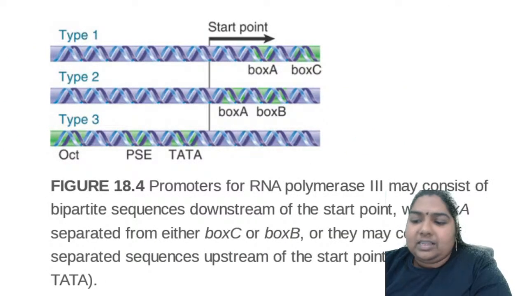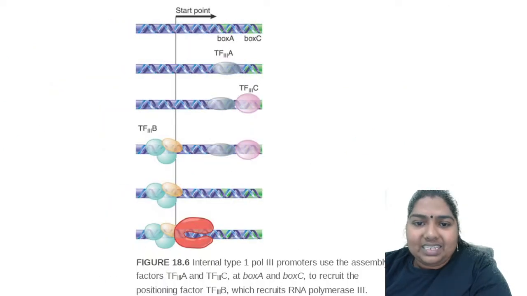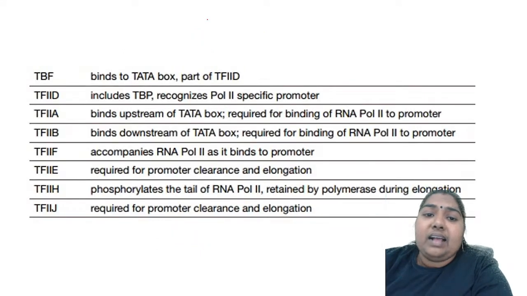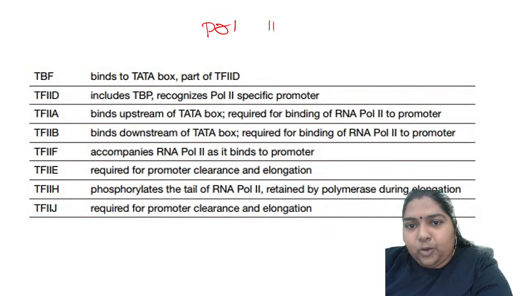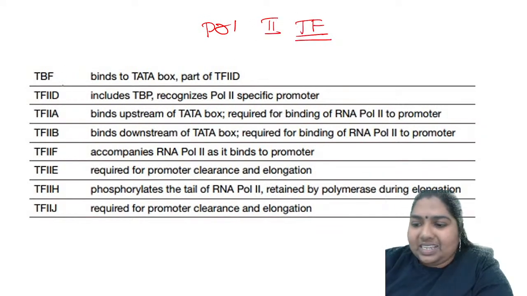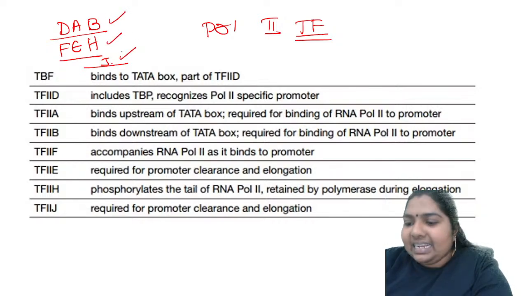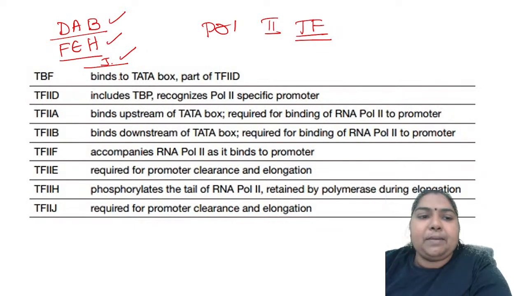The next one we are going to see is your Pol 2. Pol 2 is a very interesting fellow. Pol 2 transcription factors occur in this order: D, A, B, F, E, H and then J.